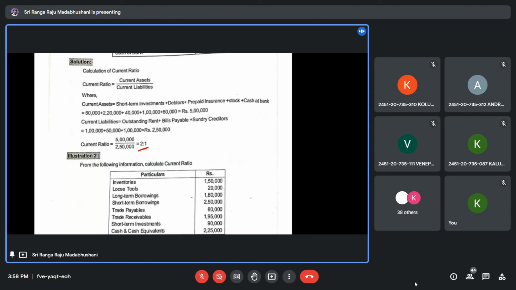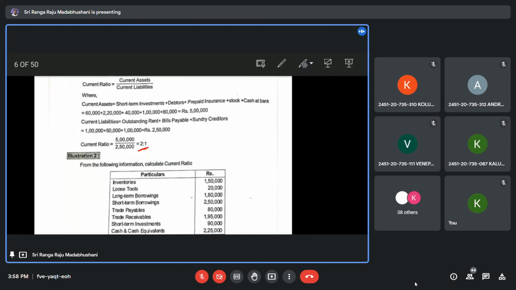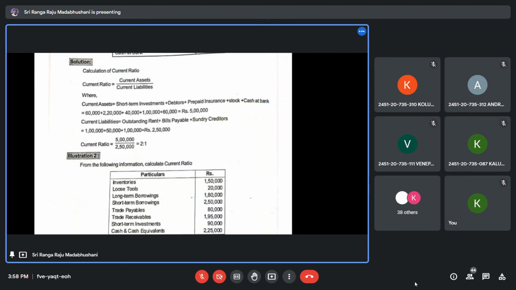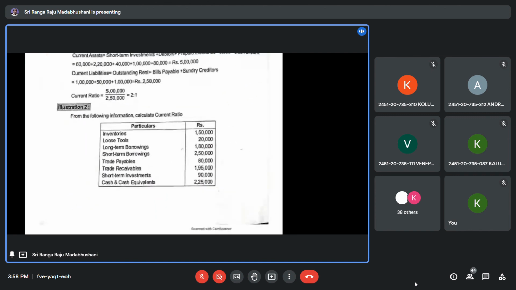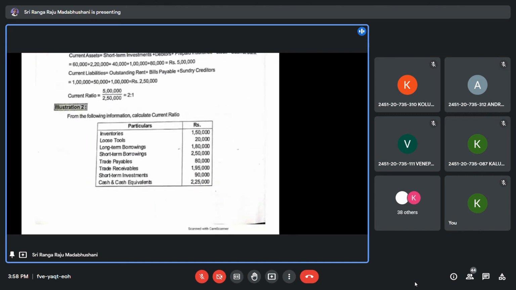So it is very simple. For this you will get 5 marks, or they may give 2 or 3 ratios, then 2.5 marks. If 2, 3 or 4 ratios are asked, then for this current ratio you will get 2.5 marks. Or if only 2 ratios are asked, then this carries 5 marks. Very simple. The thing you have to remember is what are the current assets and what are the current liabilities.